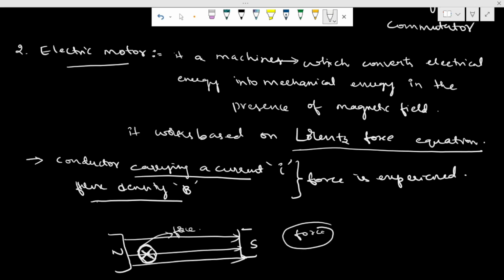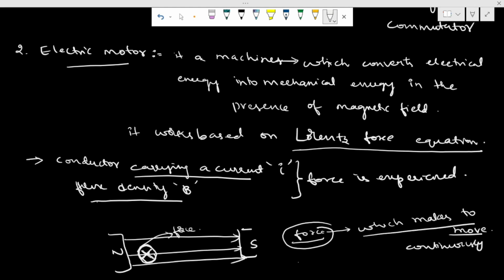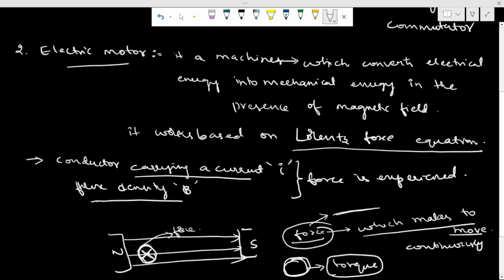Force is nothing but what makes the conductor move continuously. Force in a straight line we call a force. If it is moving in a circular direction, we call it a torque. Here the conductor is moving in a circular direction, so a torque is developed.